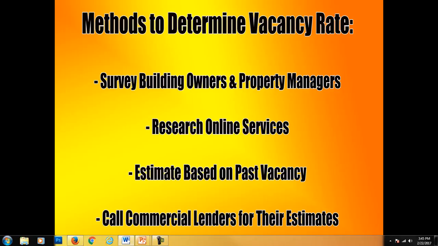But again, one of the best methods to ballpark the typical vacancy rate is to call several commercial lenders. Why? Because commercial lenders, when they're underwriting a loan on a building, have standard factors they use based on the property type, the location, and the market conditions. They hire appraisers to go out and research the market and study it, and they come up with their own numbers. And sometimes you can get that information by connecting with a couple of commercial lenders.